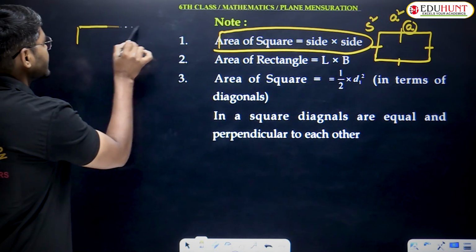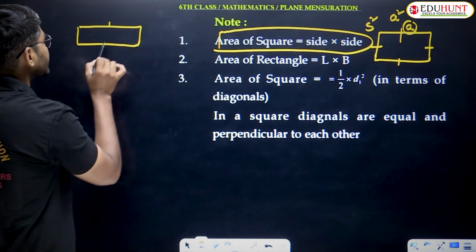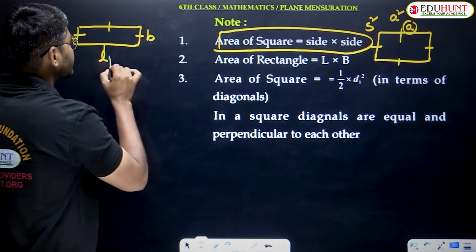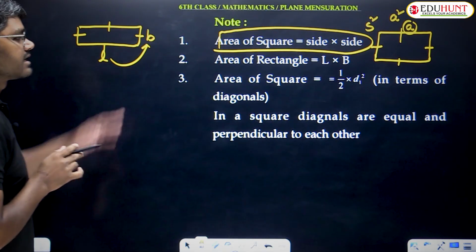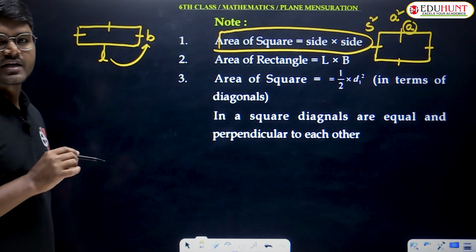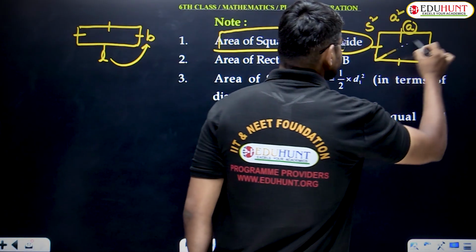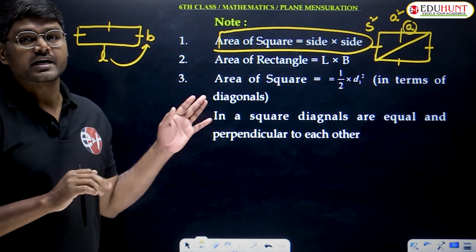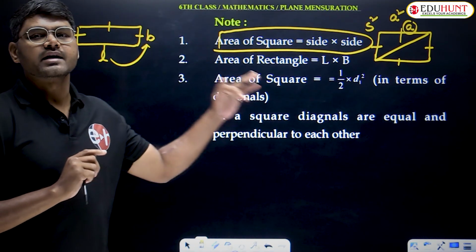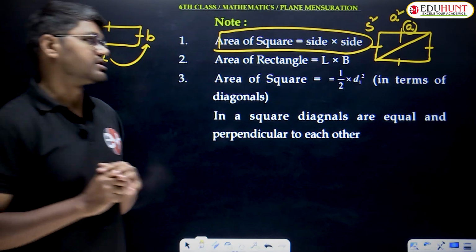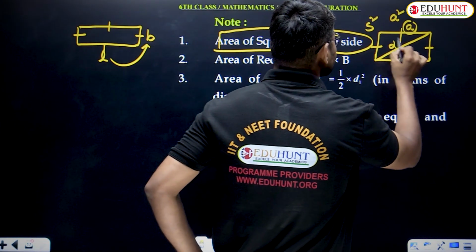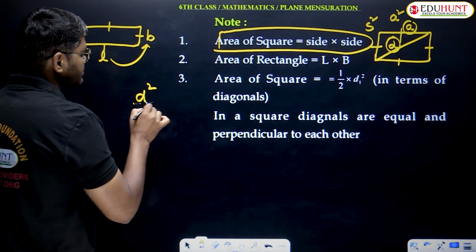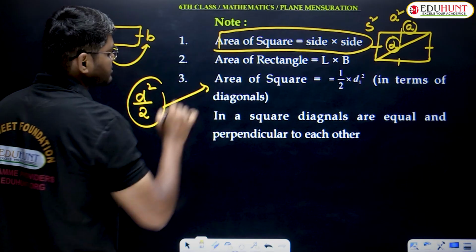Rectangle, in a quadrilateral two opposite sides are equal. So this is length and this is breadth. L into B is the area of this rectangle. In a square, diagonals are equal and perpendicular to each other. So this is D. If only diagonal is given, D square by 2 is the area of that square.